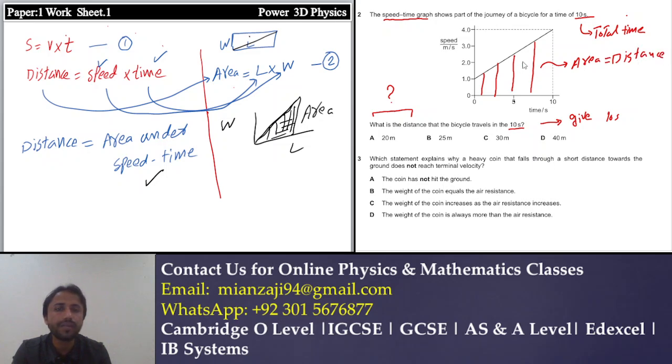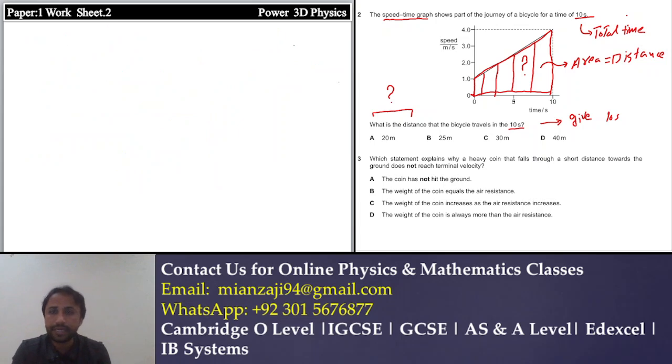How can we find the area under this graph? This overall shape is a trapezium. You can calculate this area by the formula of a trapezium. Otherwise, there are other methods. I am using an indirect method. I am not applying any formula for trapeziums. First of all, I will redraw this graph again.